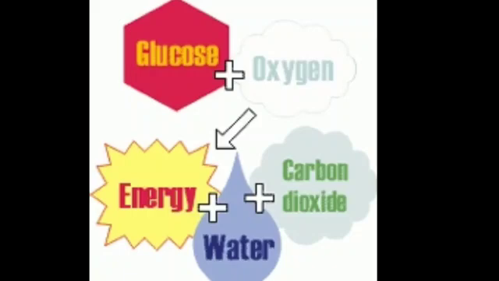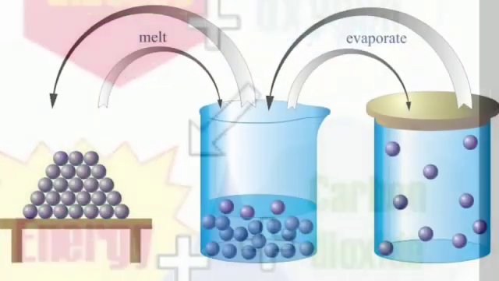What happens during respiration? The glucose of the food we eat combines with oxygen to form carbon dioxide and water vapor, and energy is also produced. So in this reaction, new substances like carbon dioxide and water are formed. So that is why we say respiration is a chemical reaction.